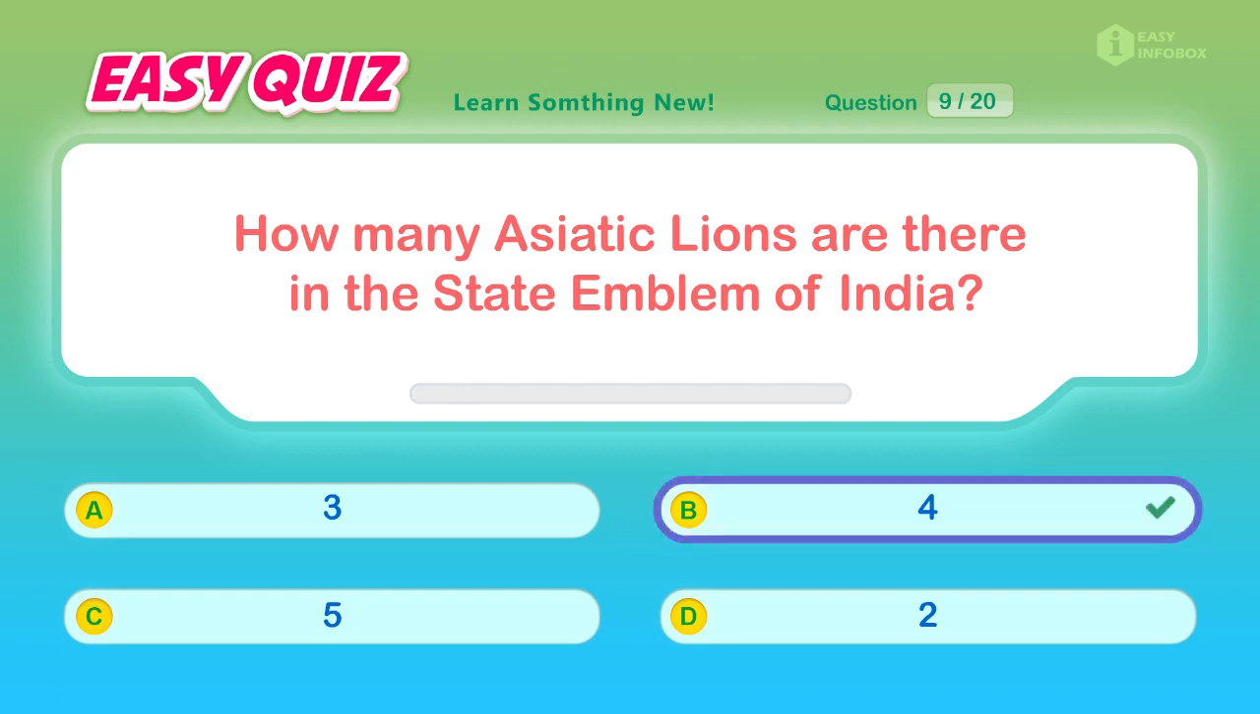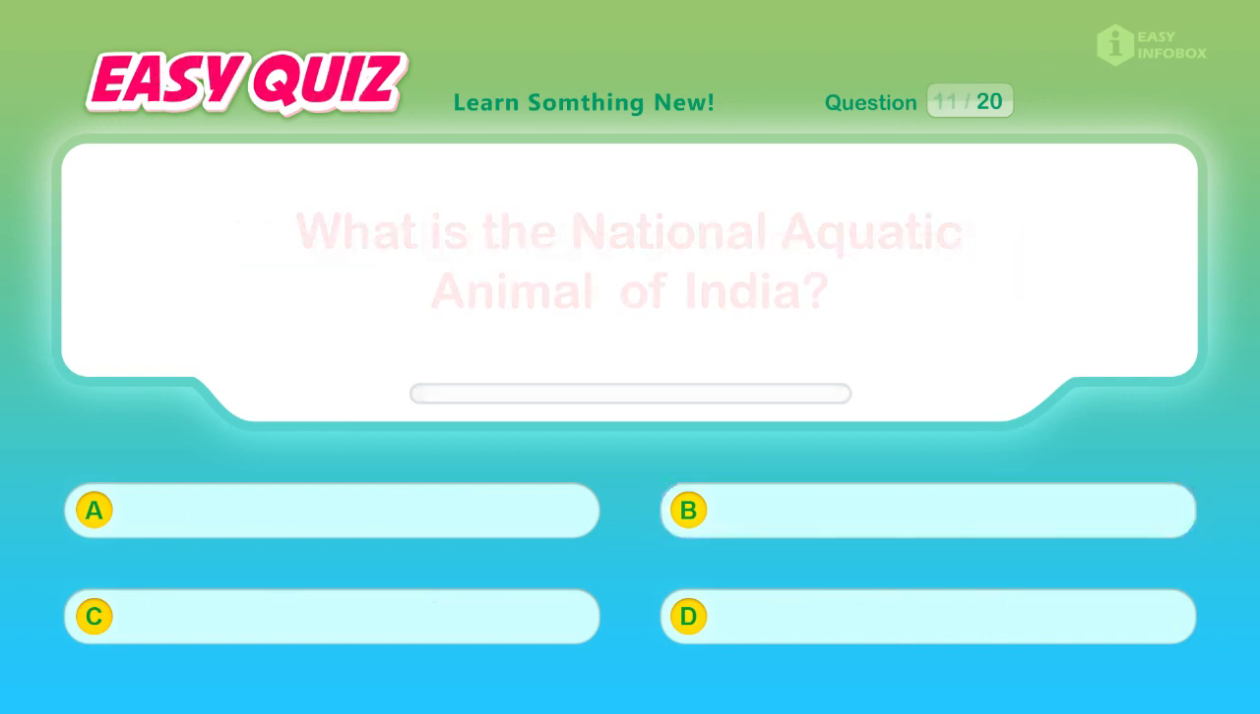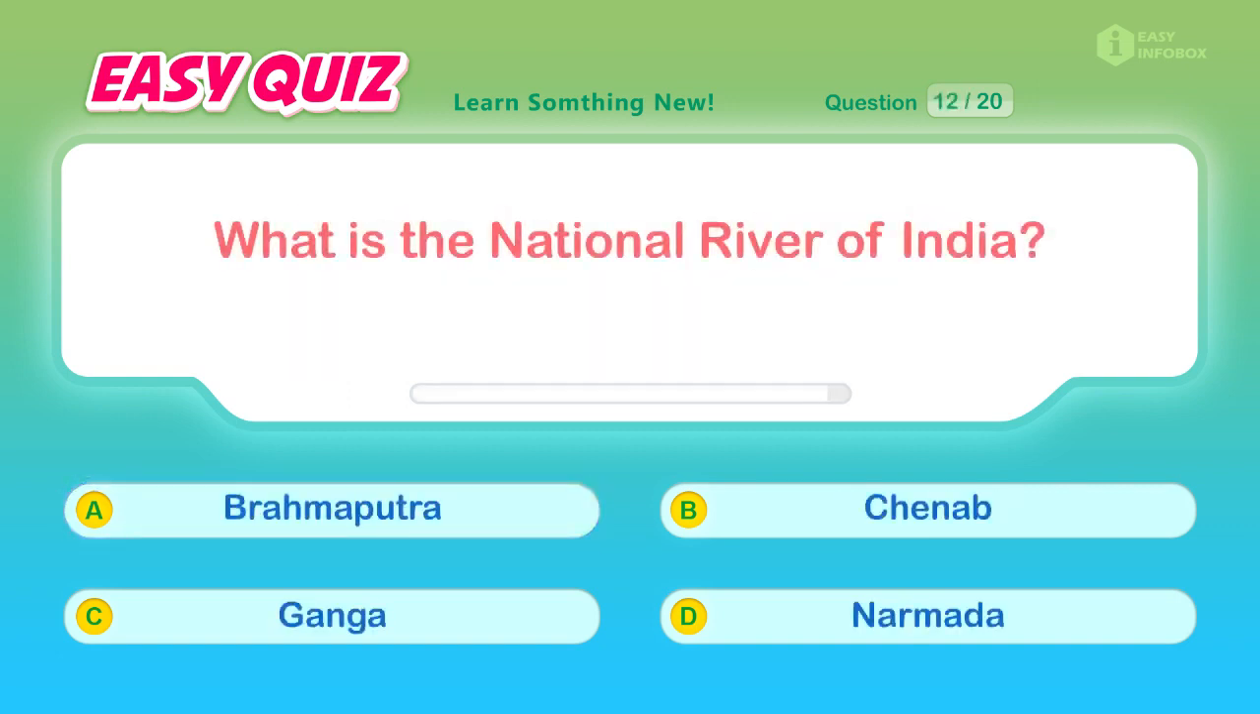4. What is the national song of India? Vande Mataram. What is the national aquatic animal of India? Ganga river dolphin. What is the national river of India? Ganga.